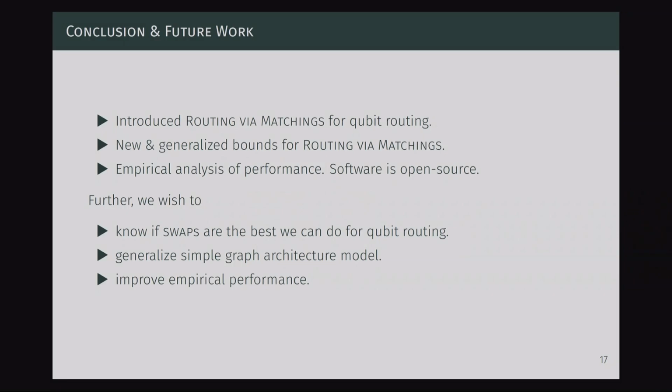And in the future, we would like to know whether swaps really are the best we can do for this qubit routing. There might be other ways we can improve on this. We may want to generalize this simple graph model we have to weighted graphs, for example, to model noise better. And perhaps we want to improve the speed or improve the performance of our algorithms.